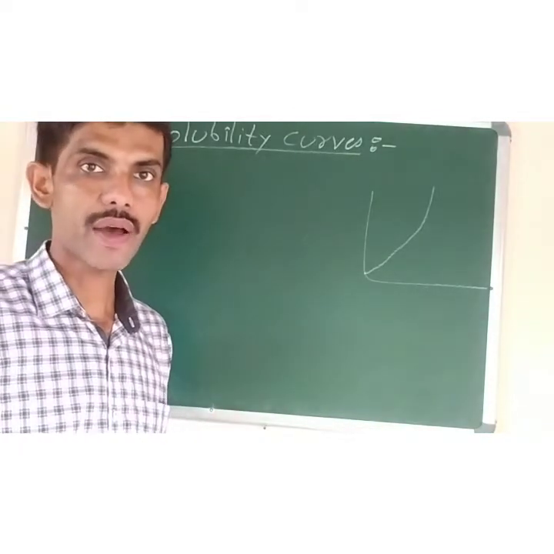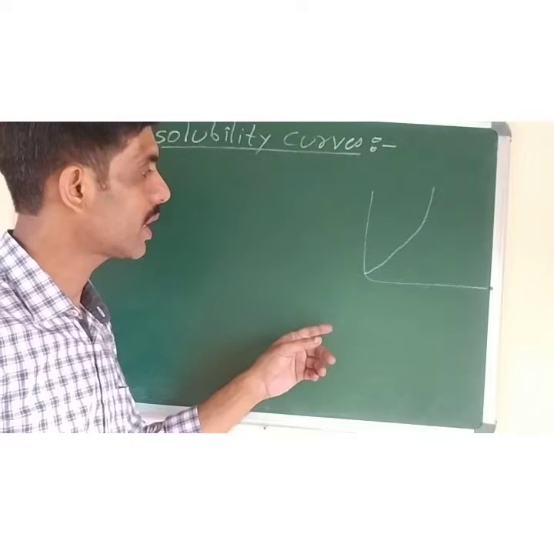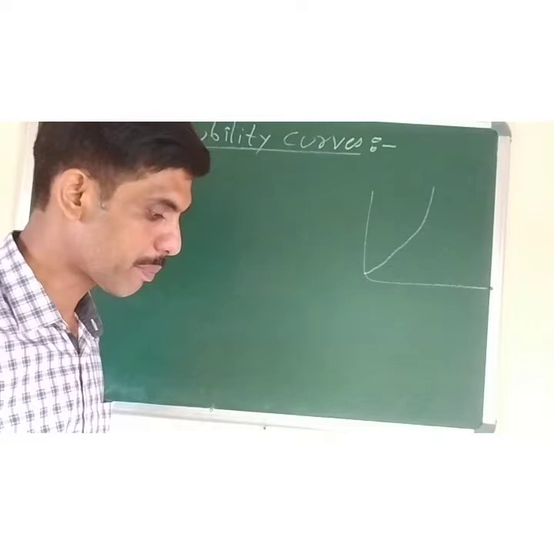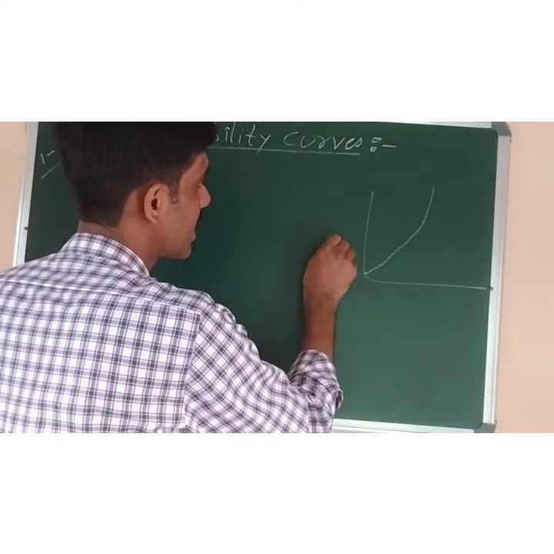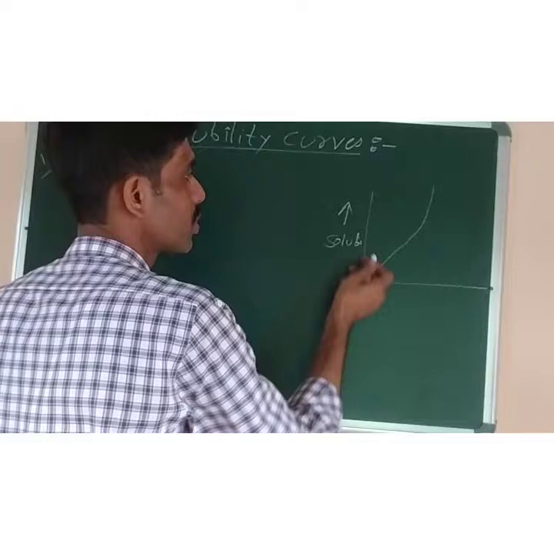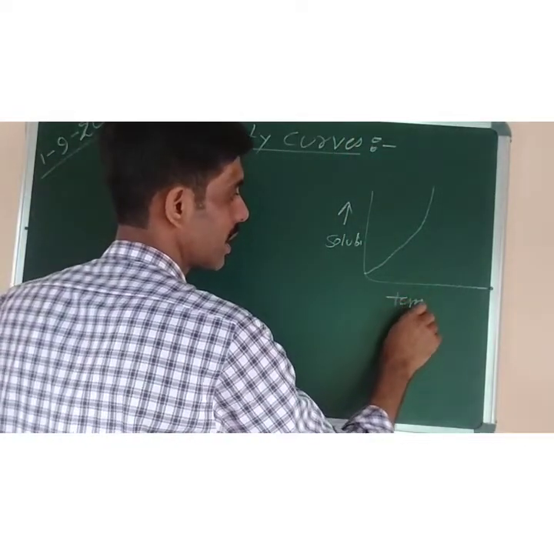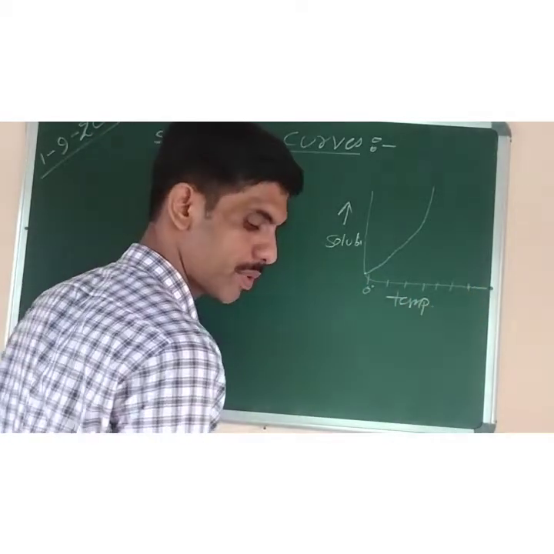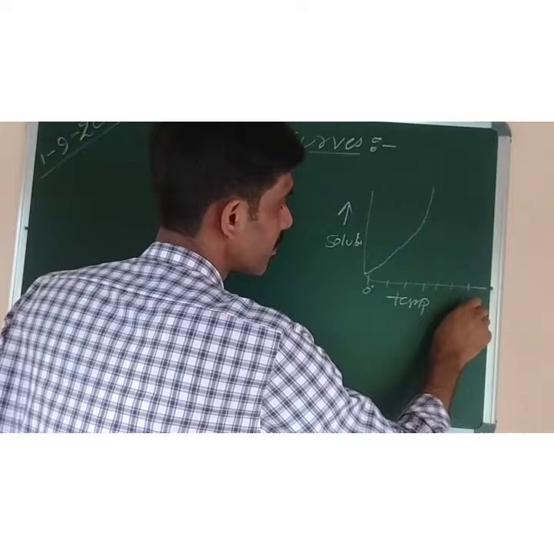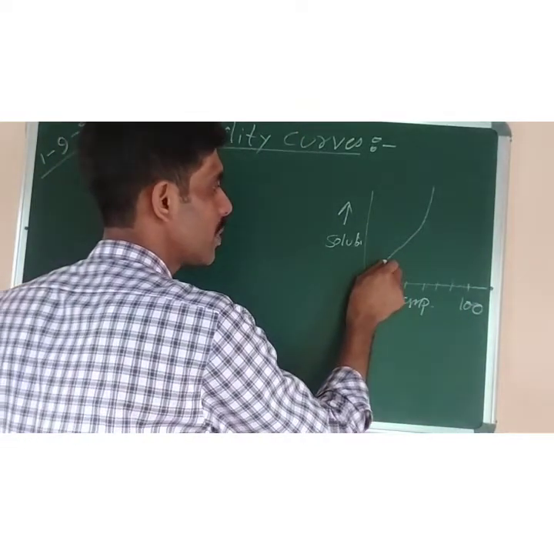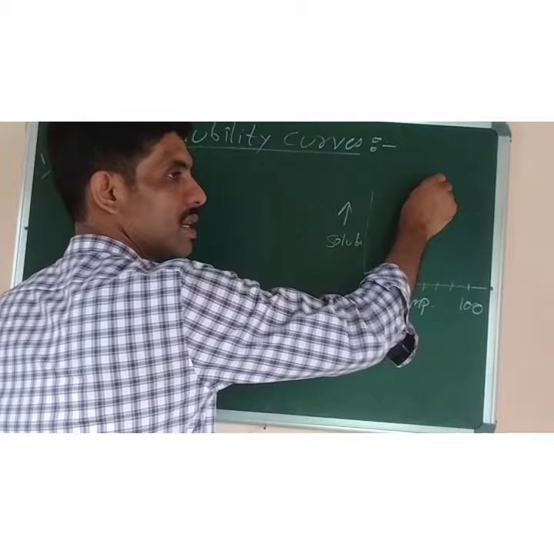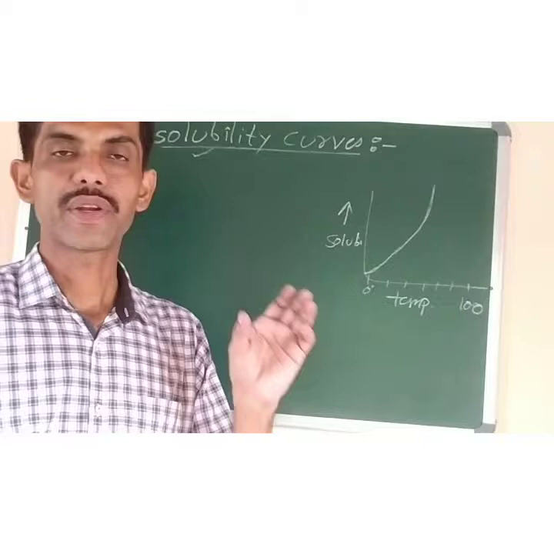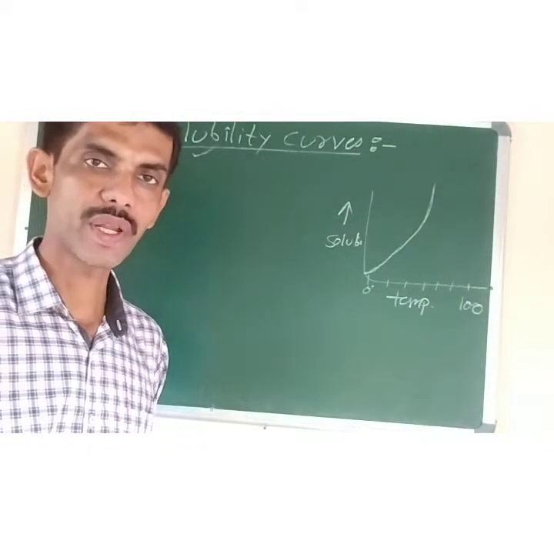It is a line graph which is obtained by plotting the changes in solubility of a substance with the change in temperature. So if you take solubility here, this side is solubility, and this one shows the temperature. As the temperature increases from 0 degree, 10, 20, 30, 40, 50, 60, up to 100 degree C, the solubility of this substance gradually increases. So this line graph is called a solubility curve. The definition is given in your book. And different substances have different solubility curves.